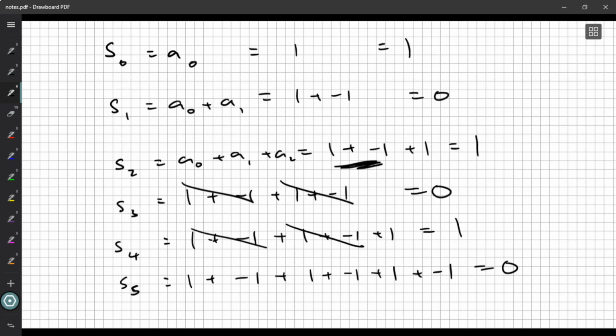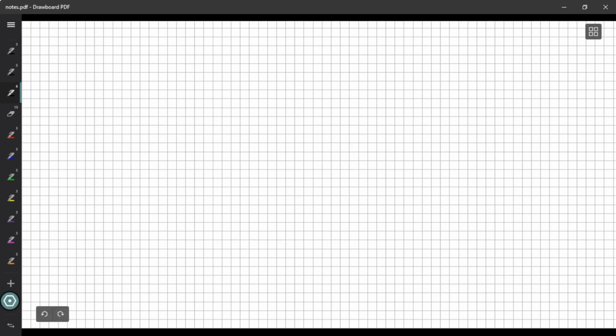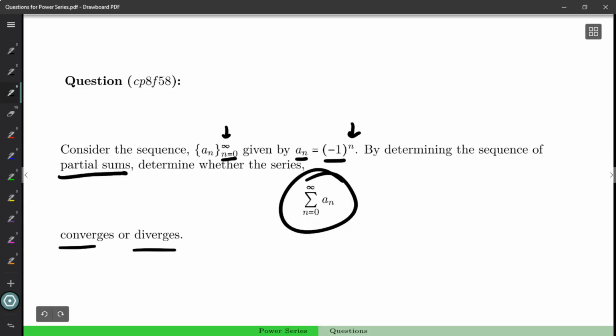Okay, so the partial sums here alternate. They go 1, then 0, then 1, then 0, then 1, then 0, then 1, then 0. Okay. How could we write this out? Well, we could sort of use piecewise notation. We might say S_n is 1 if n is even, and 0 if n is odd. Okay, so we've done the first thing that they asked, determine the sequence of partial sums. And then once we've determined that, we determine whether or not the series here converges or diverges.